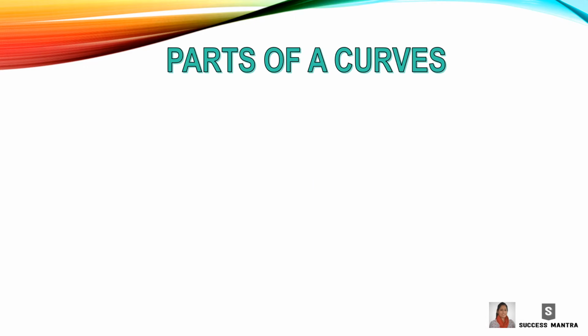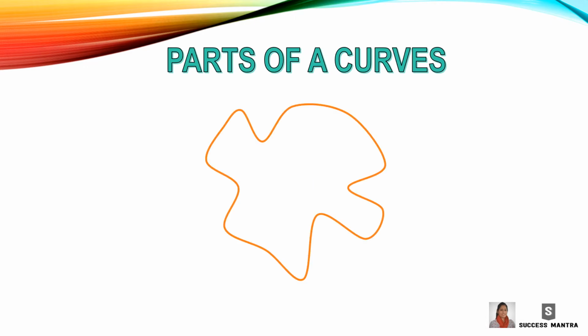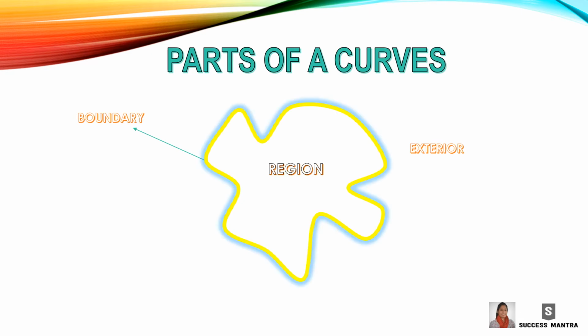So let's look at what the parts of a curve are. Here you can see a closed curve. The part of the curve which is inside the curve is called the interior of the curve. And the part of the curve which is outside the curve is called the exterior of the curve. And the line that separates the interior of the curve from the exterior is called the boundary of the curve. And the boundary of the curve together with the interior of the curve will form the region of the curve.